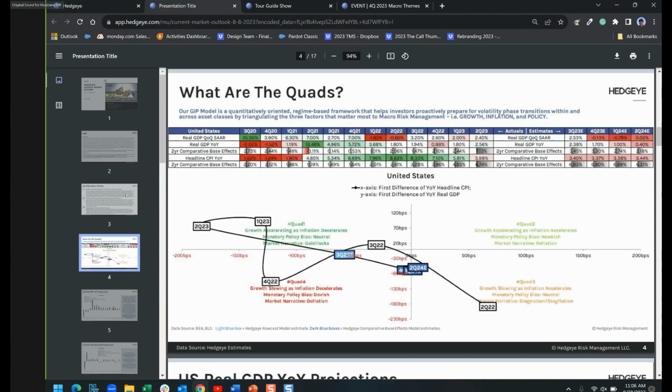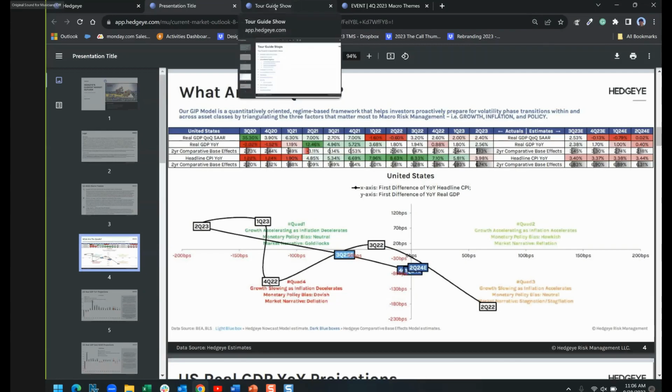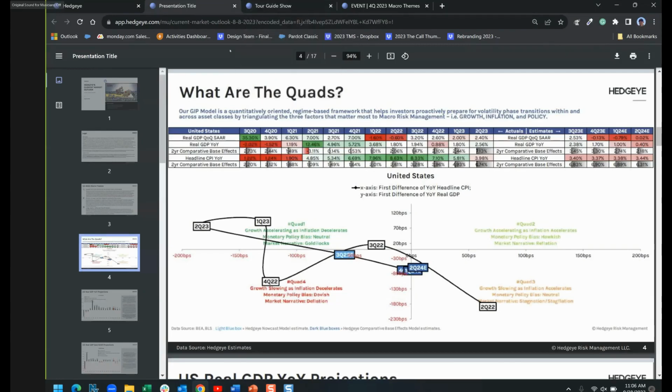So the GIP model. Those acronyms stand for growth, inflation, and policy. That's what really drives and impacts our nowcast. Sometimes, Keith, I often refer to it more as the nowcast model. But so this is the quad environment.